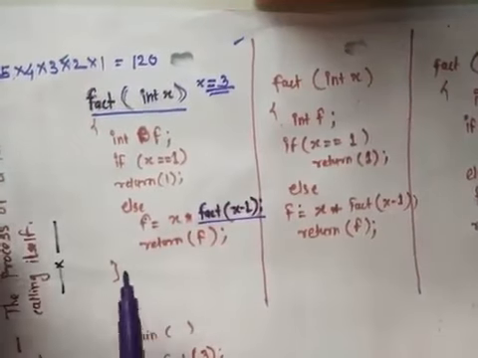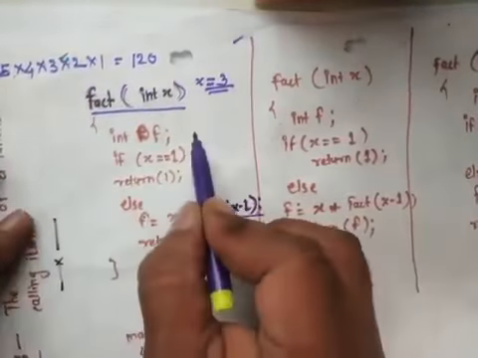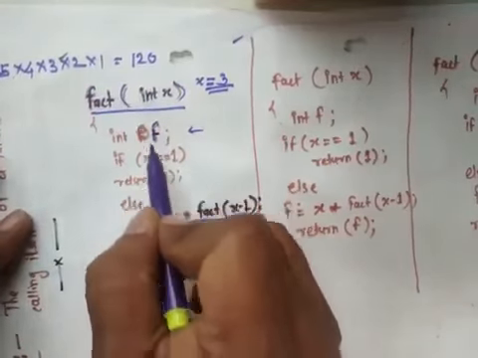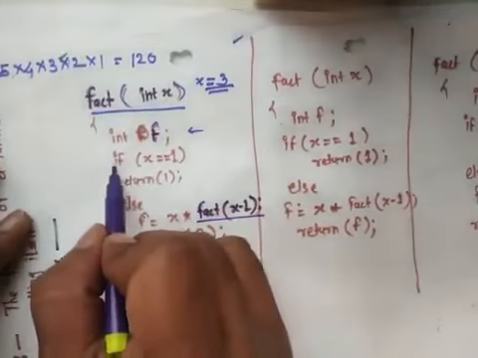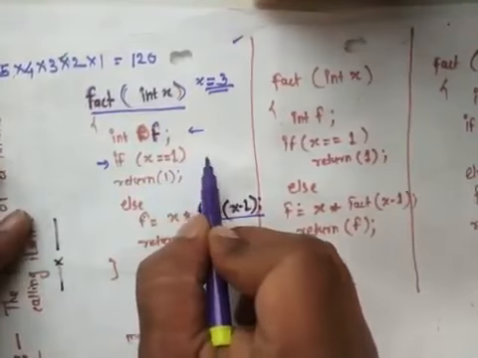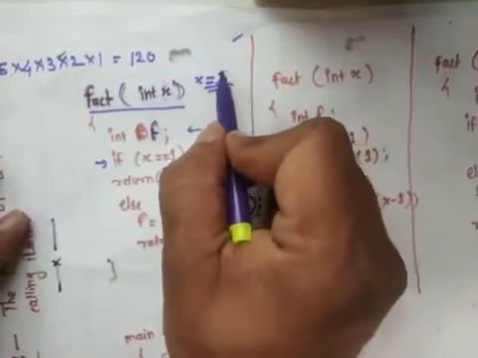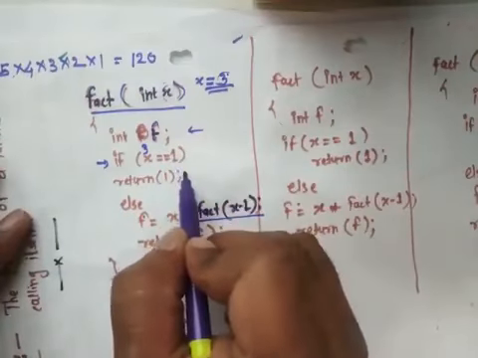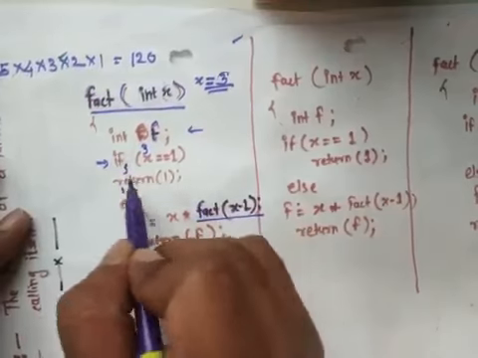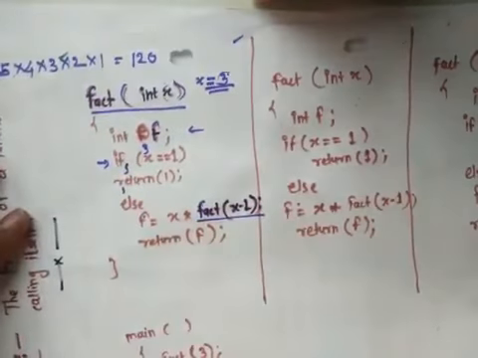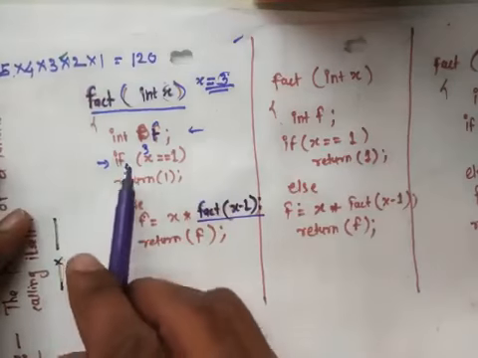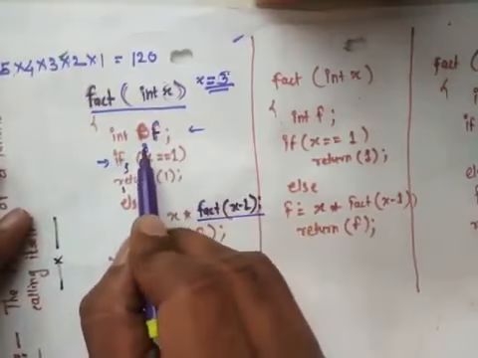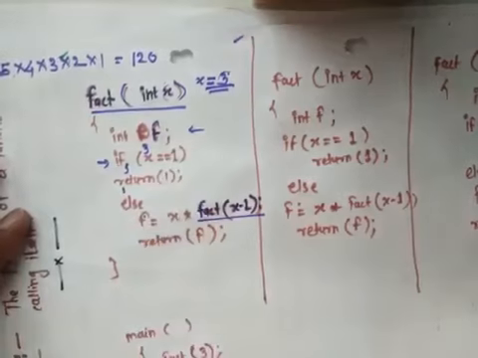Now our program control jumps to here. Here we are declaring one variable, that is f, in the same function. The next statement is: if x is equal to 1. So what is the value of x now? The x value is 3. Now is 3 equal to 1? No, the condition is not satisfied. It will not jump to the if part, where I have simply written 1. It will jump to the else part. Since x value is 3, 3 is equal to 1 is false, so it will jump to the else part.